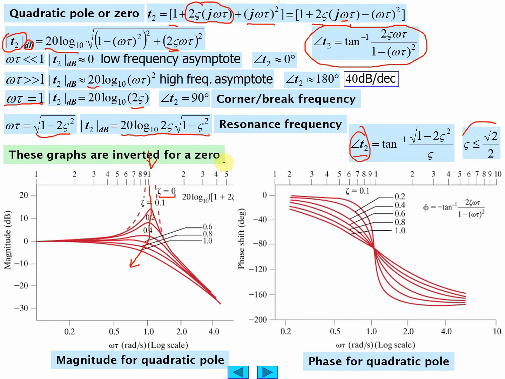So this is for a pole, quadratic pole. If it's a 0, it's just flipped. Remember, a pole is in the denominator, a 0 is in the numerator. So these graphs here are reversed, flipped upside down if you have a 0 instead of a pole.